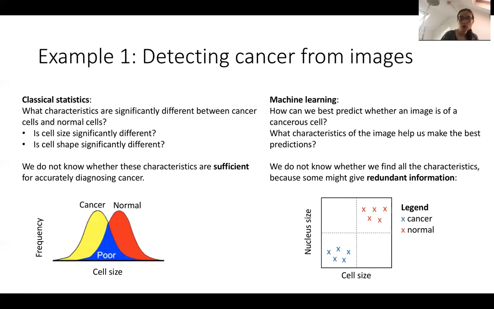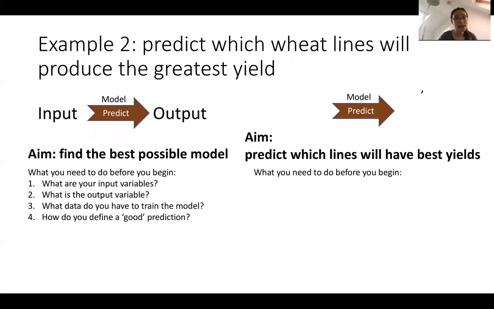So when we look more closely at the model to see which variables are being used for making the prediction, we might see that nucleus size is used for making the prediction, but not cell size. However, this does not mean that cell size isn't significantly different between the two groups. Let's look at another example.